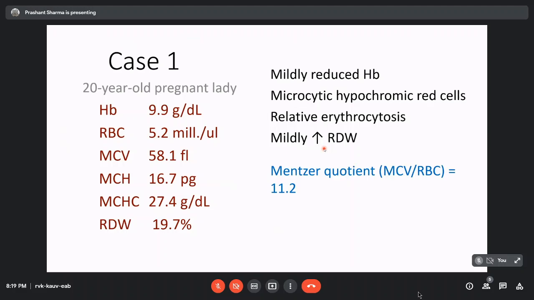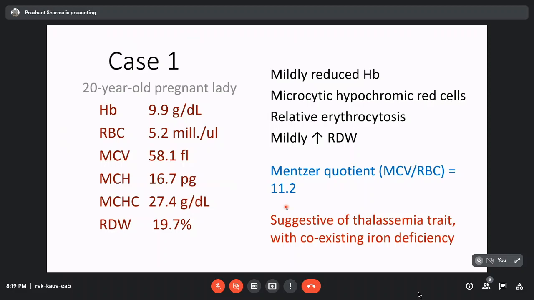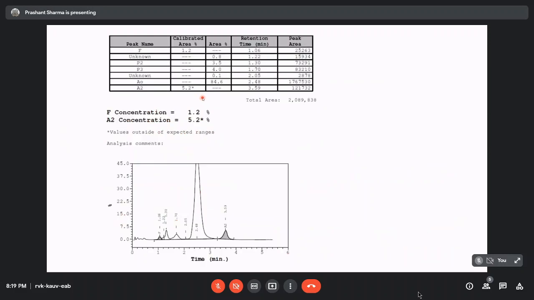So what's going on? Well, we can try calculating the Mentzer quotient, which is a simple one, MCV divided by RBC. This is 11.2. This is suggesting the thalassemia trait. But the RDW is also elevated, so one has to keep in mind that this is most likely with coexisting iron deficiency. She's pregnant after all. And this is the HPLC.